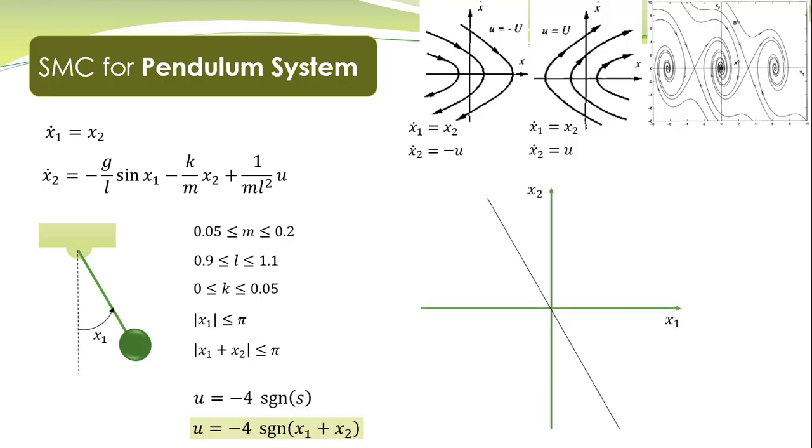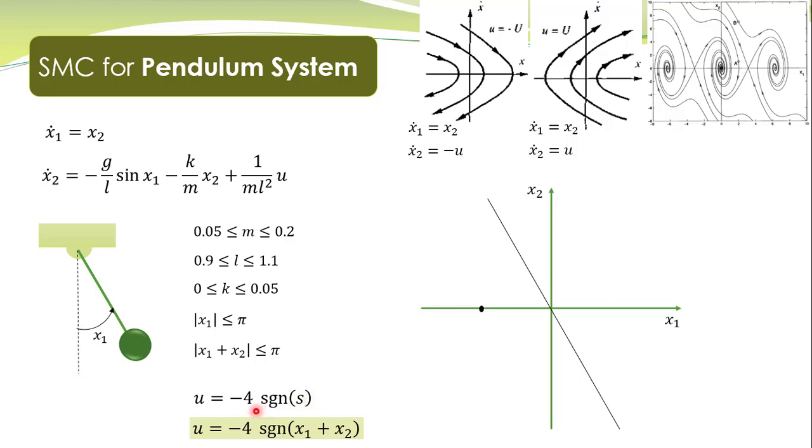sliding mode control. Here is the phase plane, x1 on the horizontal axis and x2 on the vertical axis, and this line depicts the sliding surface. And let's consider some particular initial condition. We see that this initial condition is not on the sliding surface, that is, here s is not equal to 0, therefore control action will come into play. And that is here, this u will be given over here.